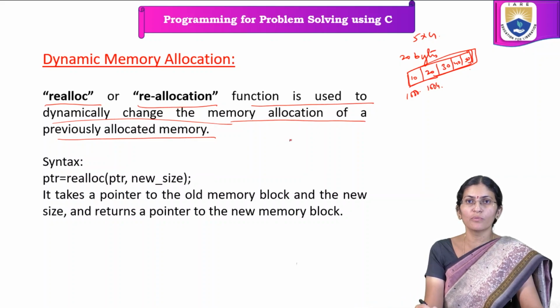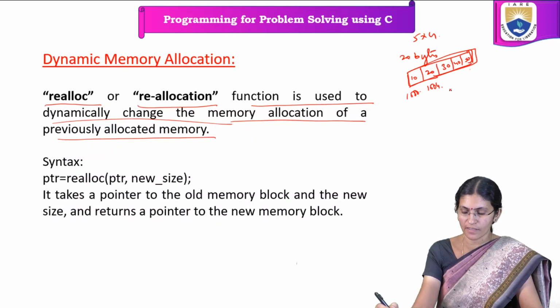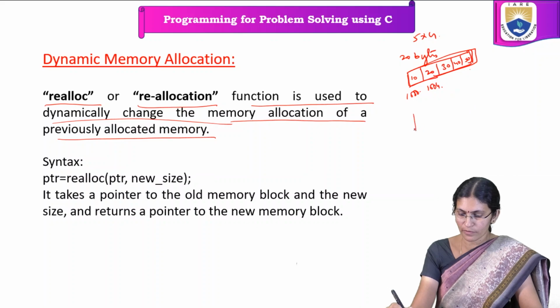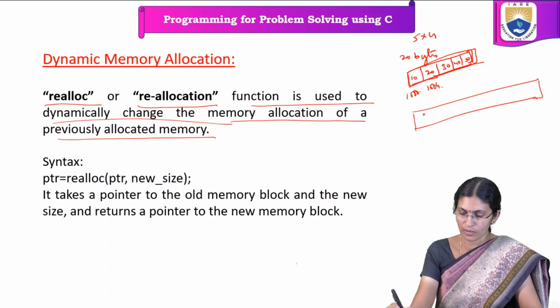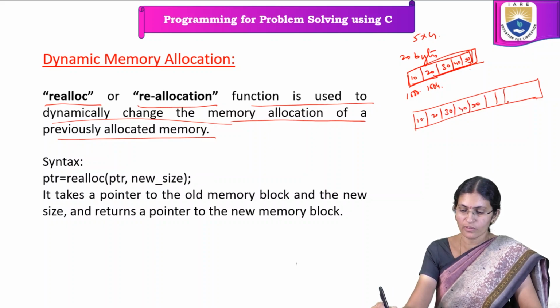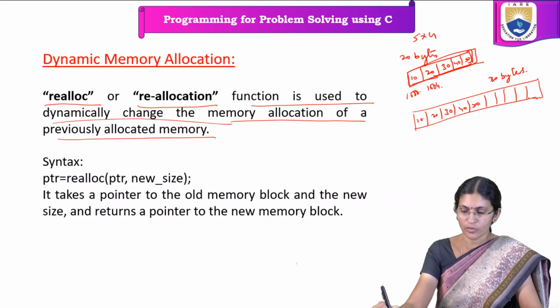Suppose the user now wants to resize this array. If he or she wants to resize this array to a size of 10, then in addition to these 10, 20, 30, 40, 50, 5 more elements, so 20 more bytes, will be allocated. So the user requires 20 more bytes. Already the user has 20 bytes.